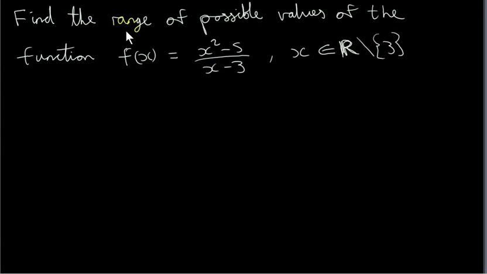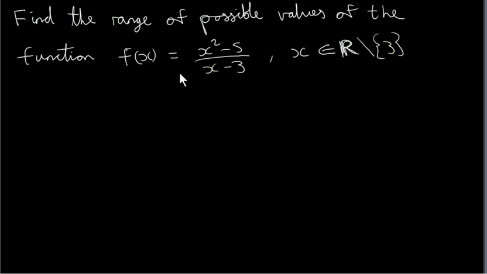Here we have a problem that leads to the solving of a quadratic inequality. Find a range of possible values of the function f of x equals x squared minus 5 over x minus 3, where x is a real number other than the number 3. X cannot equal 3 because if it did, we would have division by 0, which is not defined.